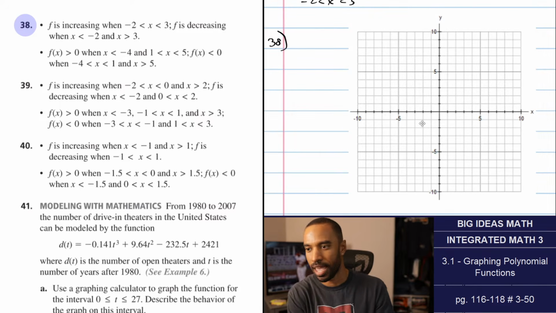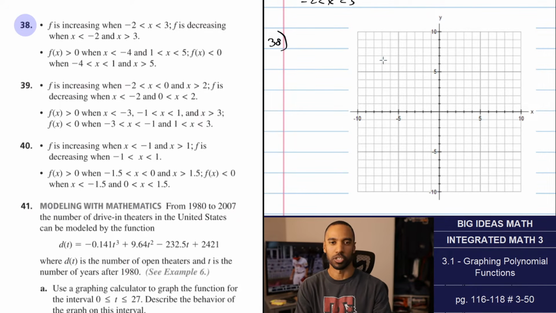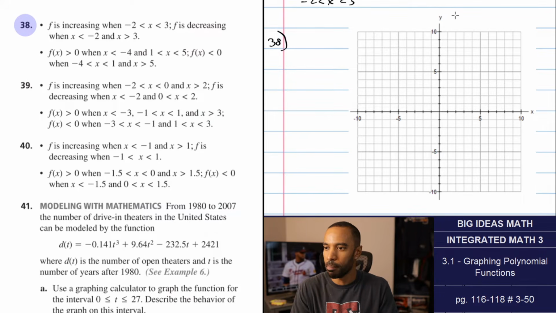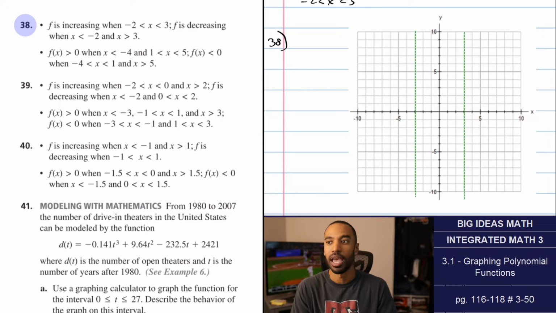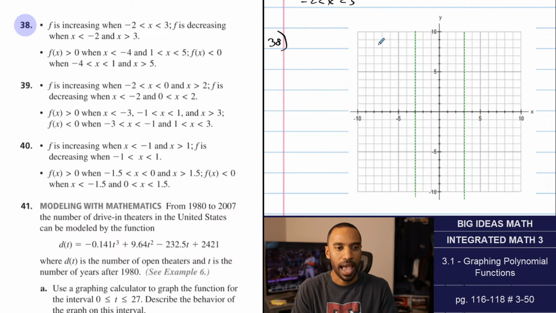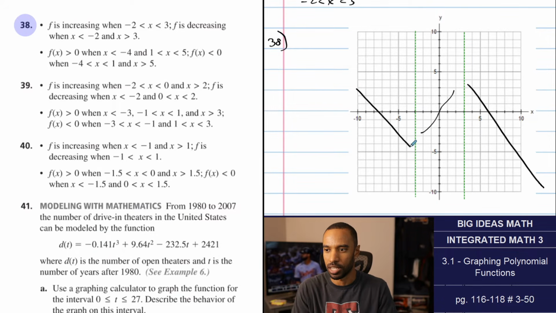All right, number 38. Now, I might do those dotted lines for turns so we can just get regions of things. So f is increasing between -2 and 3. Again, these aren't axes of symmetry. This is just giving you where our turns are. So it's increasing this entire time here, and I'm going to plot points where I believe x-intercepts are too. It's decreasing outside of those ones. So increasing here, then decreasing here, right? That kind of look.